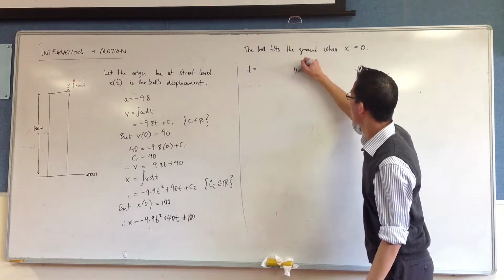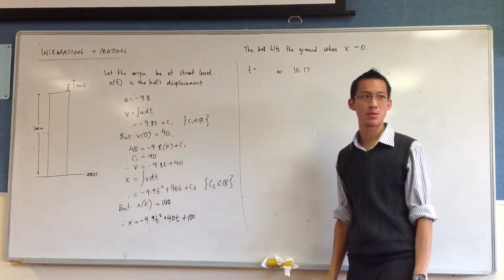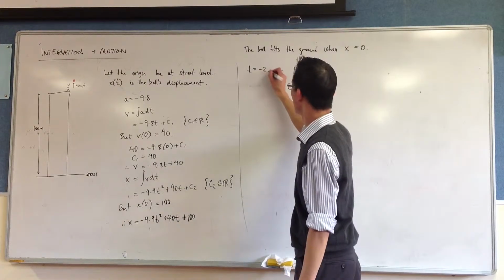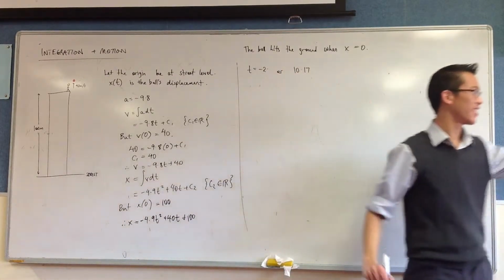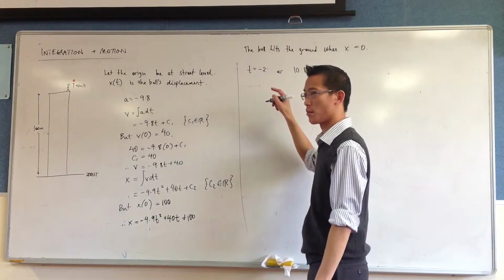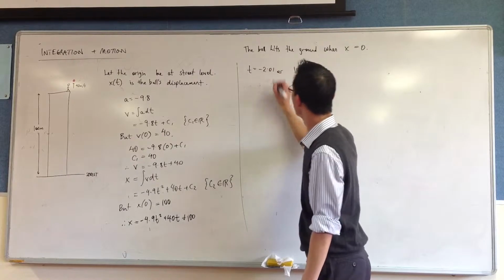Okay. Can I have the other one? It's quadratic. Two solutions. 2.006. Minus 2.006. Thank you.